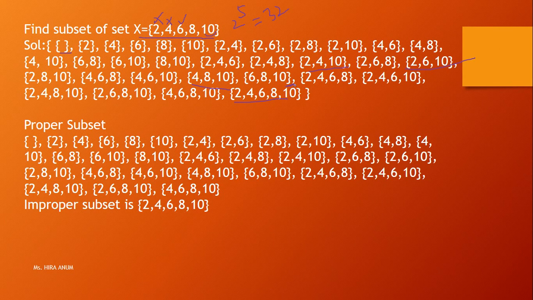With 3 elements done, now you have to take 4 elements: 2, 4, 6, 8; 2, 4, 6, 10; 2, 4, 8, 10; 2, 6, 8, 10; 4, 6, 8, 10, and the last is the same. Now you have to find the proper subsets, which are these numbers, from the empty set to this 4n. An improper subset is one which is equal to the set.